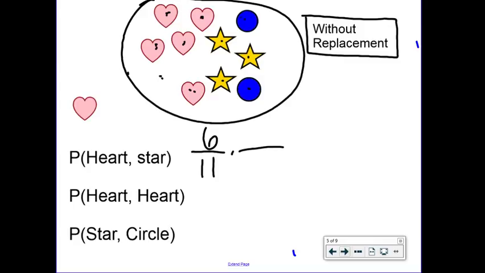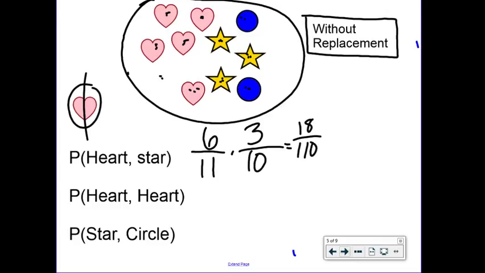10. 1, 2, 3, 4, 5, 6, 7, 8, 9, 10. Remember, the 11th is already out, so there's 10 options. How many of them are star? 1, 2, 3. 3 tenths. You could either multiply this through 18 over 110, or you could simplify as you go.